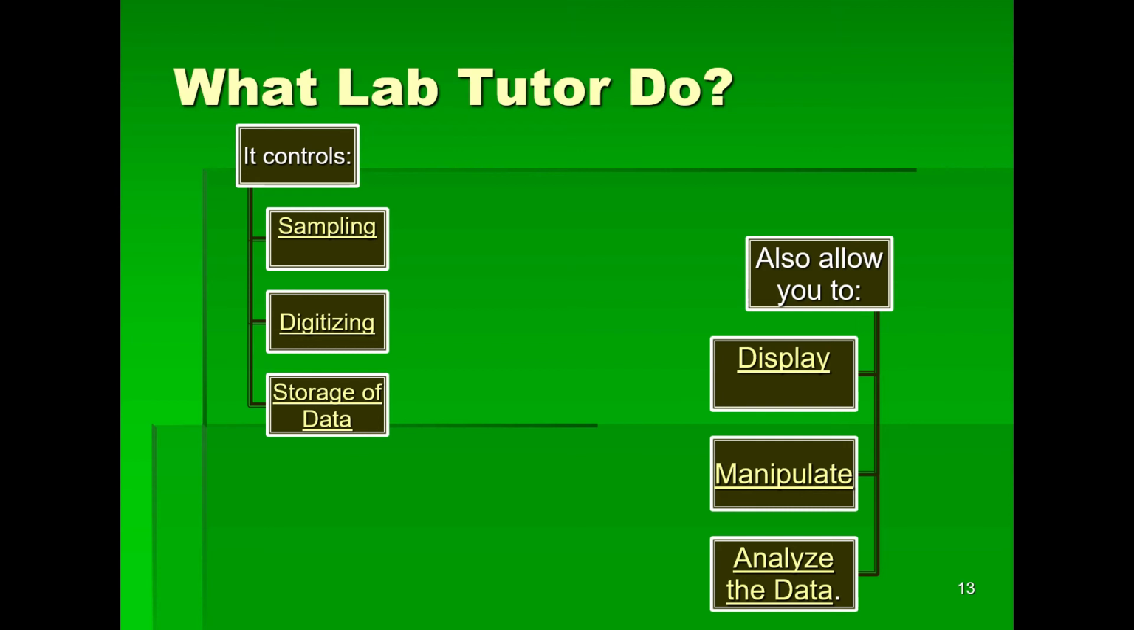What does LabTutor do? LabTutor performs a lot of work. For example, it controls the sampling. Although the hardware is participating, of course hardware cannot work without software. So here you can see LabTutor controls the sampling of the particular data. It means it can delete the extra waves from your sample data. It can help in controlling the digitizing, meaning how many points or dots will appear on your computer screen to make the graph. Digitizing and storage of the data is also done by LabTutor.